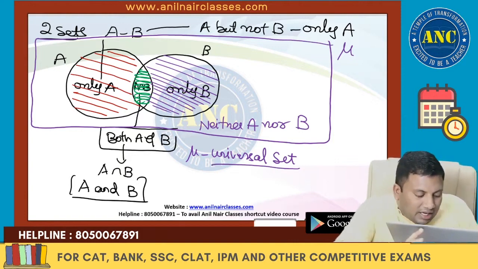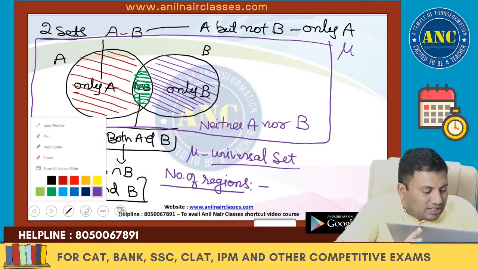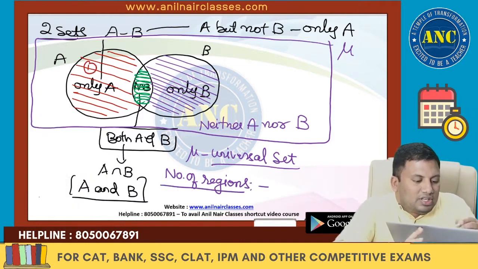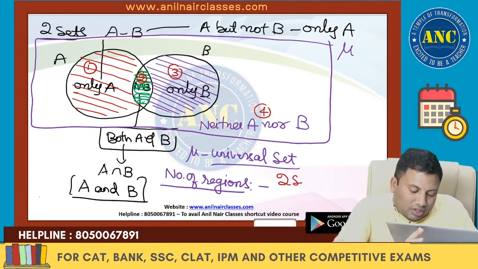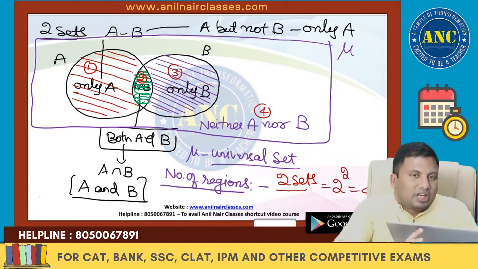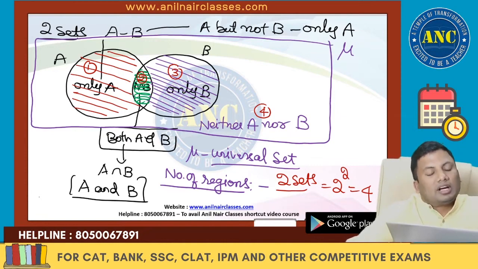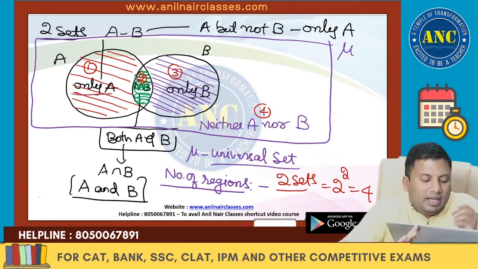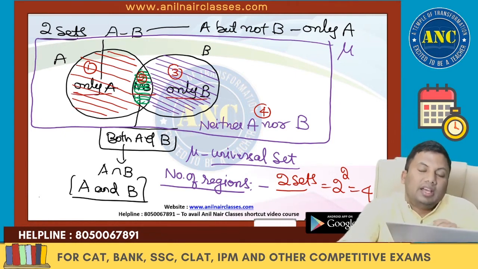Totally how many regions did we get in the set? Let us see. This is one region. This is the second region. This is the third region. Neither A nor B is the fourth region. That means if there are 2 sets, in total I got 2 squared, that is 4 regions. What are those 4 regions? One is only A, another is only B, another is both A and B, another is neither A nor B.